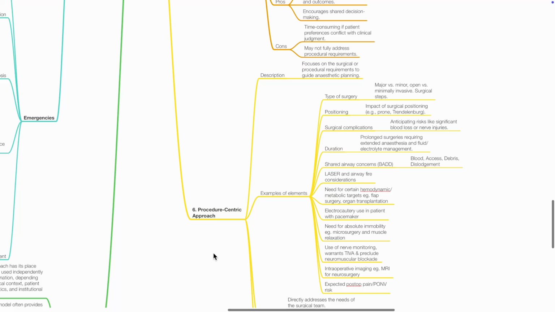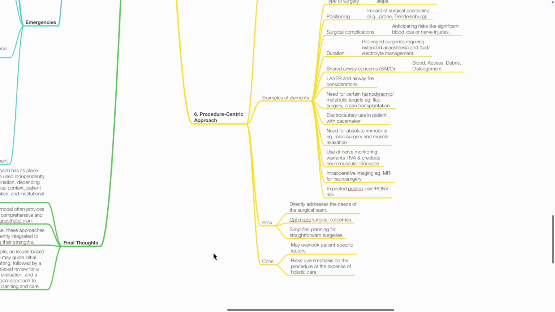Usage of laser and airway fire considerations. Whether there is a need for certain hemodynamic or metabolic targets, such as in flap surgery or organ transplantation. Electrocautery use in a patient with a cardiac implantable electronic device. Need for absolute immobility, such as in microsurgery. Whether nerve monitoring is used, which may preclude volatile anesthetics or neuromuscular blockers. Whether intraoperative imaging is used, such as MRI for neurosurgery. And expected level of post-op pain and post-op nausea and vomiting.